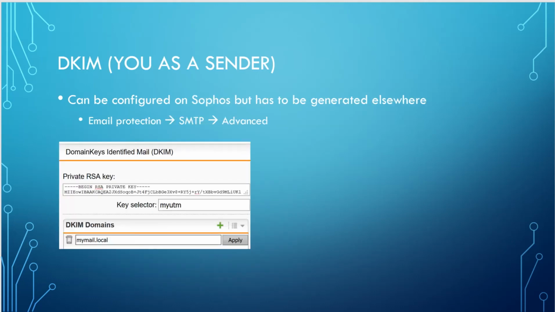On the Sophos device, if you would like to do it on the Sophos device and not on the UTM, then you cannot generate a DKIM key. You need to generate it elsewhere, and then you can put the private key in this field, the key selector, and the domain to which this key should be applied. Okay.